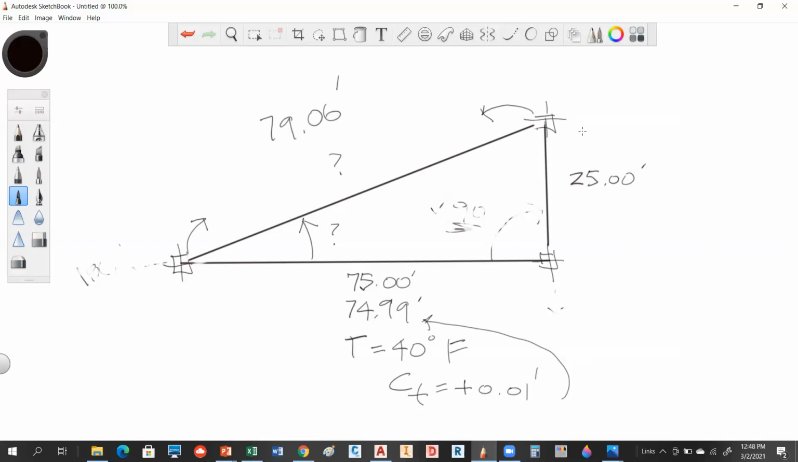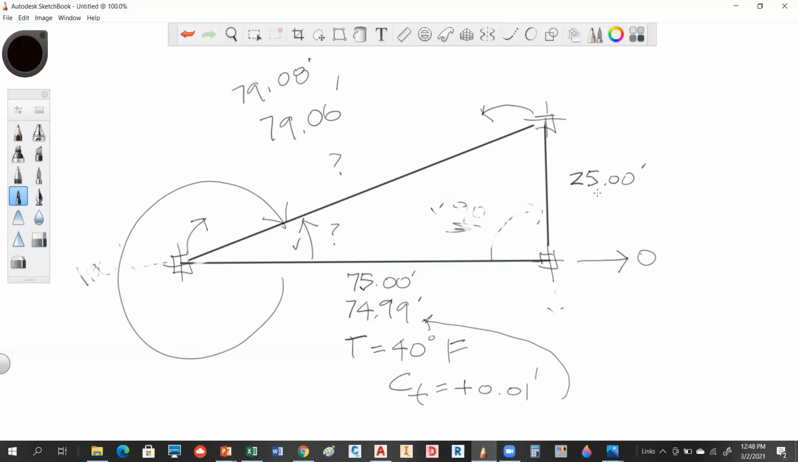You go out there and shoot that with your EDM, and you're getting 79.08, you're not exact. So one of two things probably happened. Either some of your distances are wrong or your angle's not right, okay? So the other thing you're going to do is set zeros right there. You'll turn this angle around.